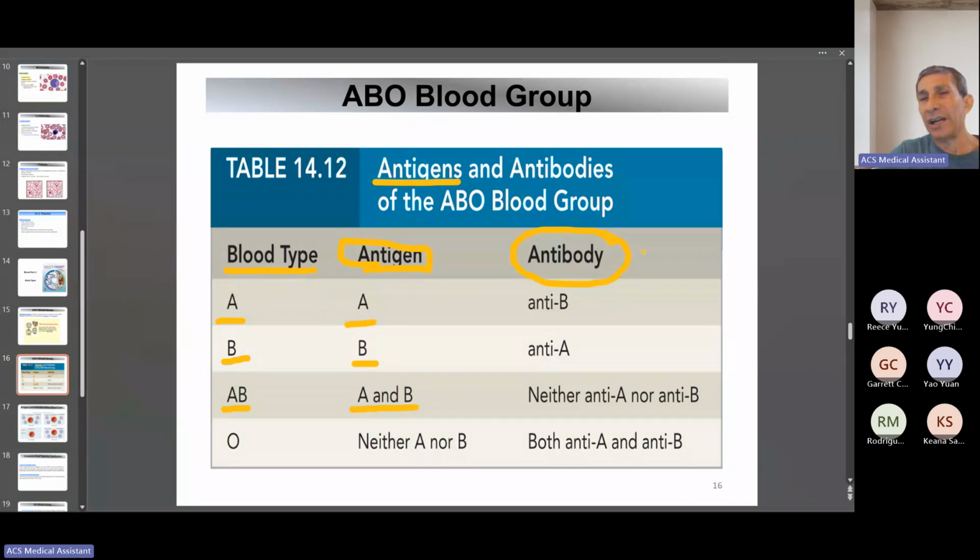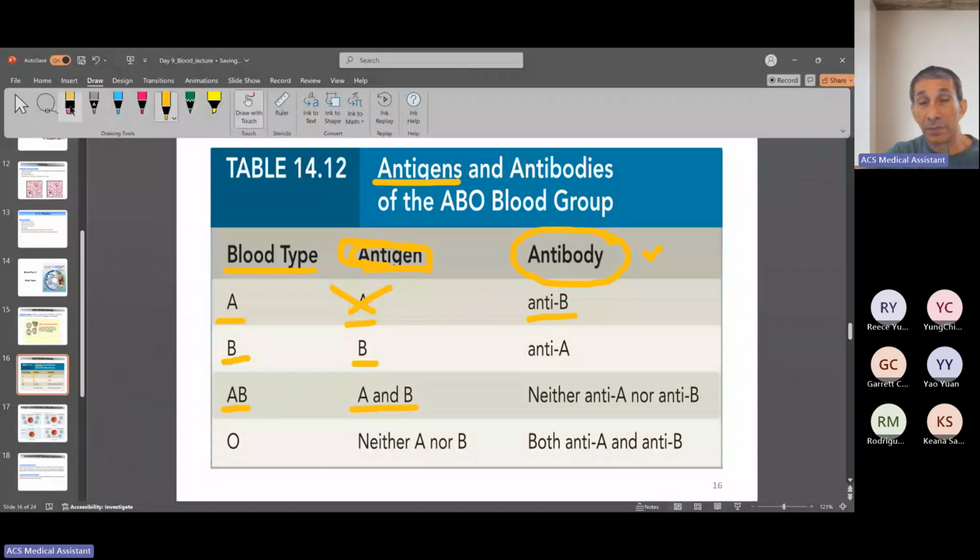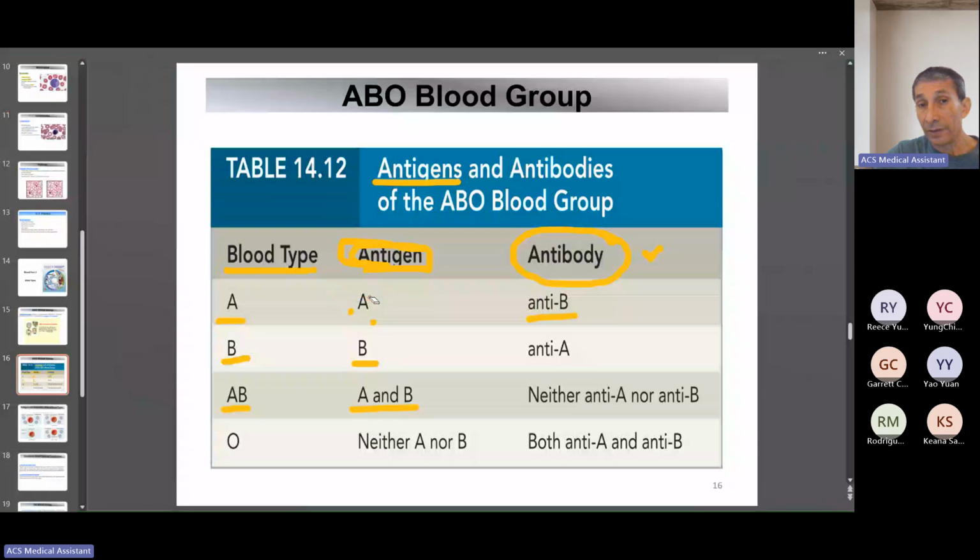Now we also have to have antibodies. So if I'm type A, meaning I have antigen A, I have to have the opposite. I have to have an antibody B. Because if I had an antibody A, it would destroy my antigen A. So that's not good. I wouldn't be able to survive. I wouldn't be able to be born. Actually, I would die as a fetus before. So that's how it works.